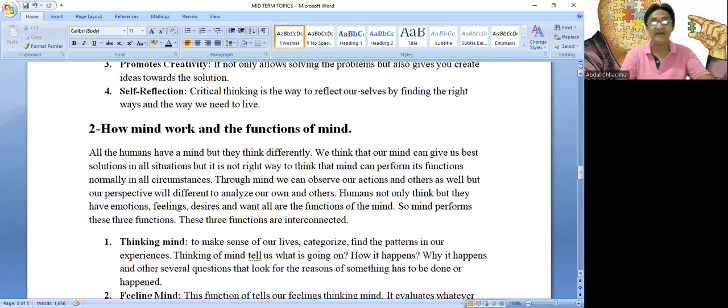Now, second is how the mind works and its function. So you have to give a description of what exactly is happening in the mind. You have to think again critically. When you are thinking critically, how is your brain working? Apply this strategy on yourself, how your brain is working on it. Then put all this information on paper. That will give you a lot of information.